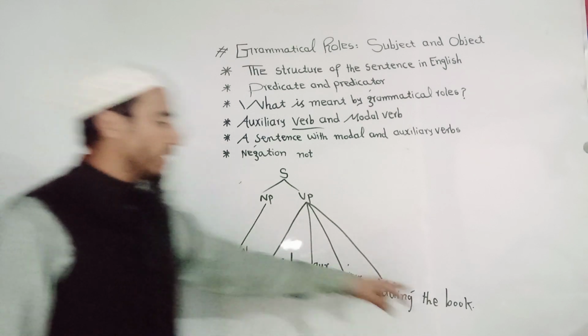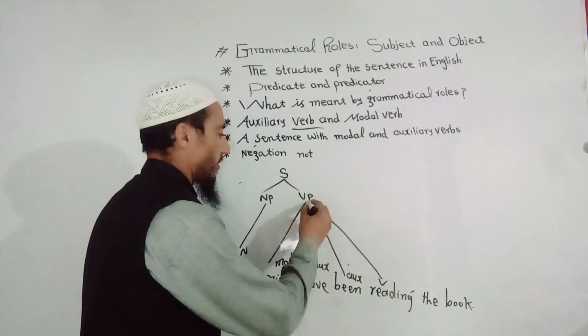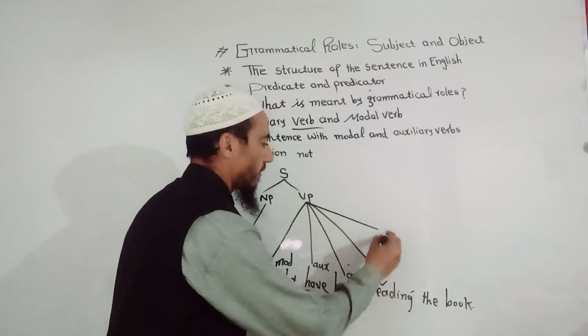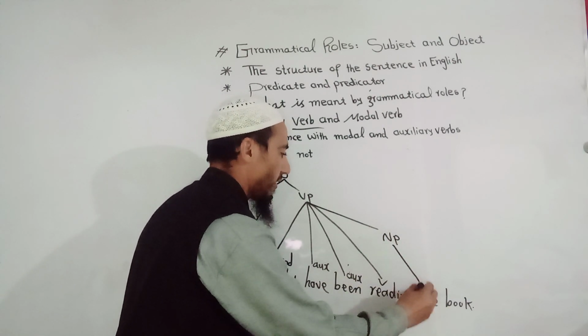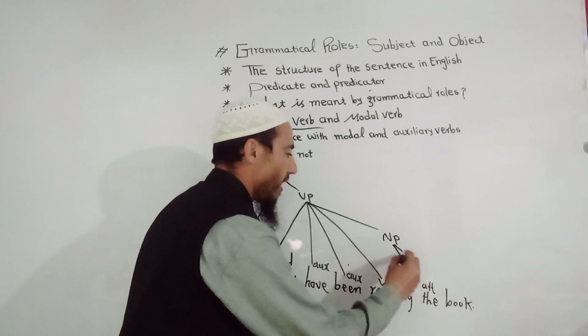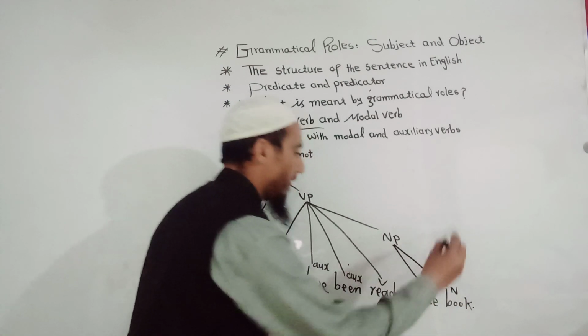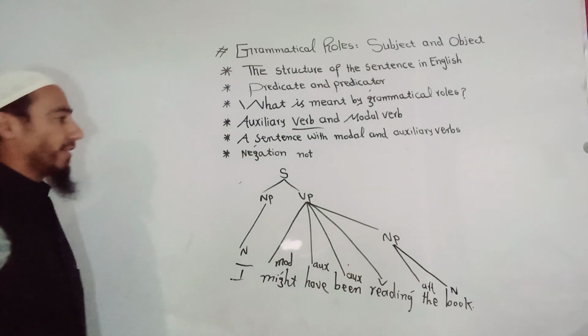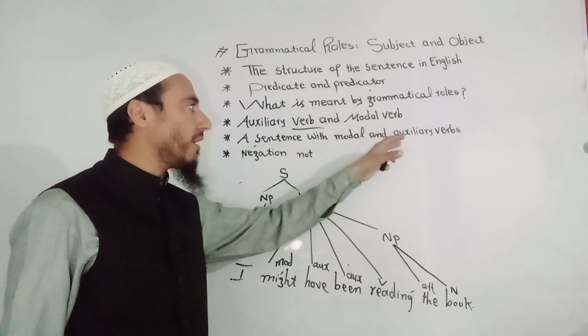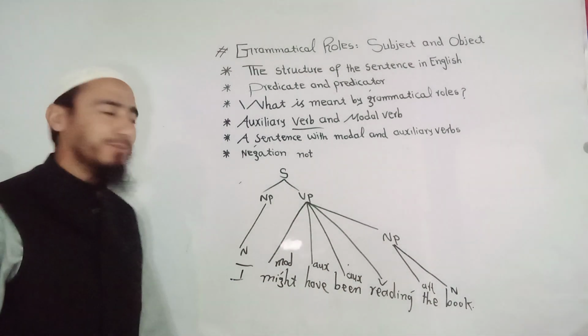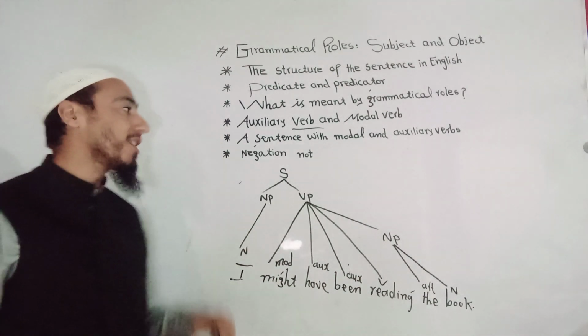Okay. Then we have NP, so we are taking NP from this. In NP we have an article, that is "the", and then we have N, which is "book". So this is called the structure of a sentence with modal and auxiliary verbs. The last point I'm going to talk about is negation.